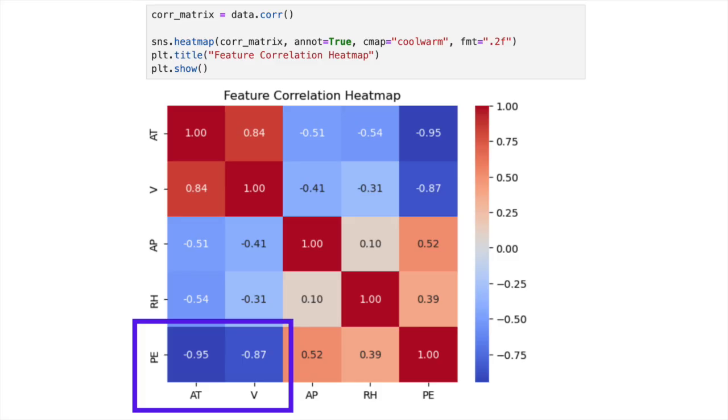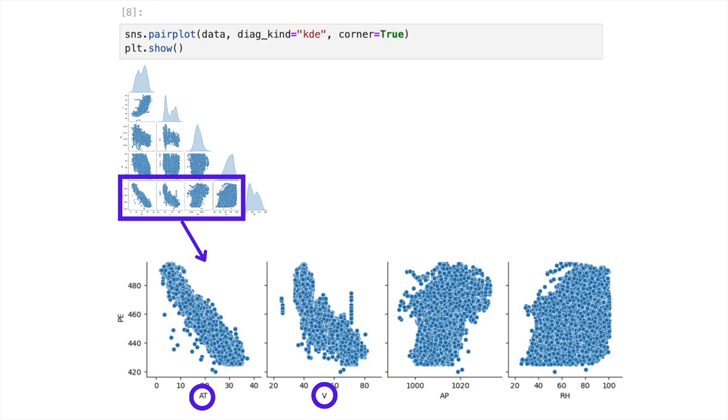A heat map shows all features are correlated with PE, with AT and V having the strongest correlations. And a scatter matrix confirms that AT and V are the most predictive factors. Since the target is numerical, I started with linear regression for simplicity.